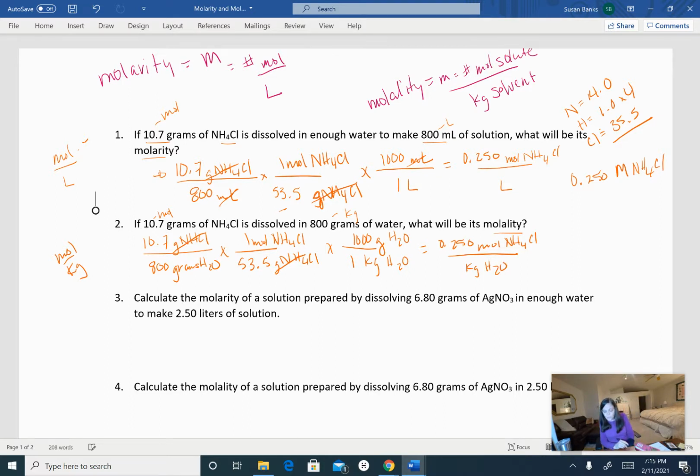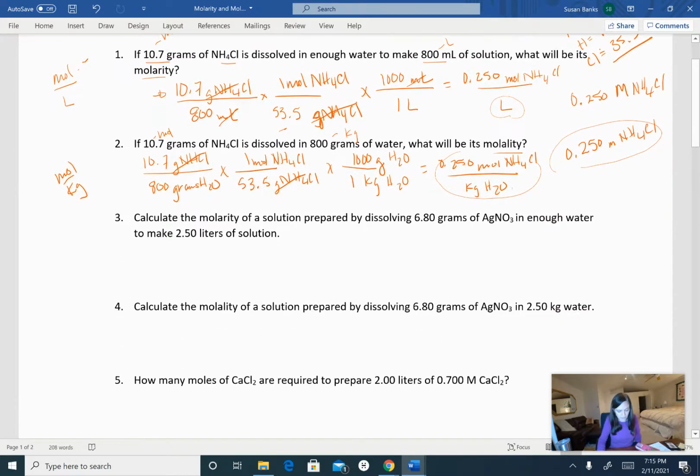Now, this would actually take up more space because I'm not doing just by liter. I now am separating out the water separately. So this would actually have more volume than the problem in number 1. Or I could write it as 0.25 molal, little m is molal, ammonium chloride. So both of those would be the correct way to write that.